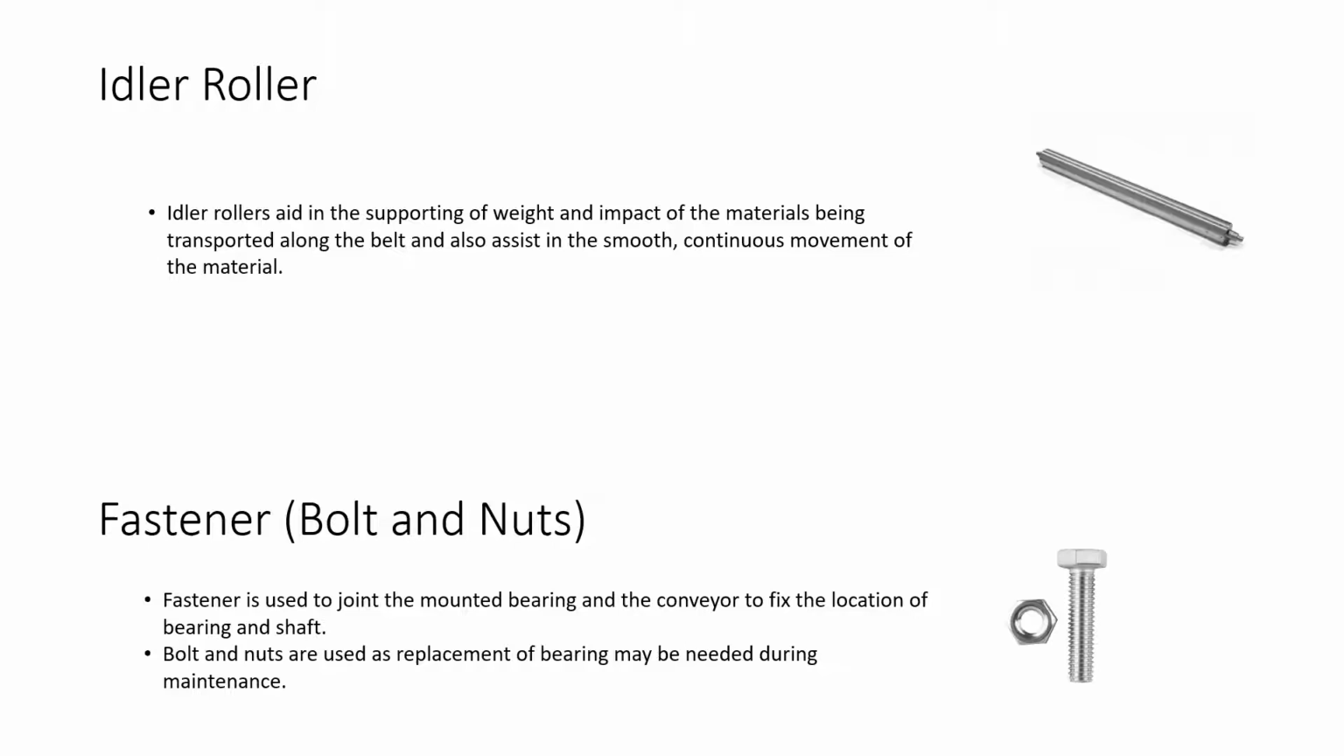And the last machine component is the fastener. So fastener will be used to join the mounted bearing and the conveyor to fix the location of the bearing and shaft. Bolts and nuts are used as replacement of bearing may be needed during the maintenance activity.